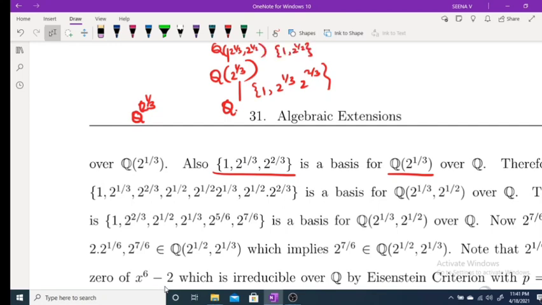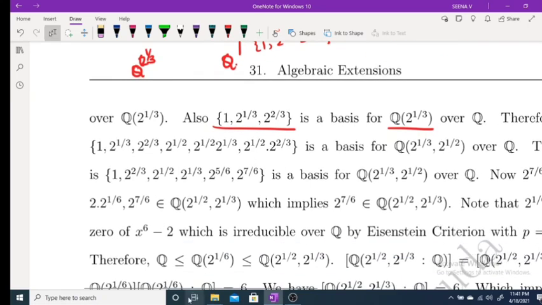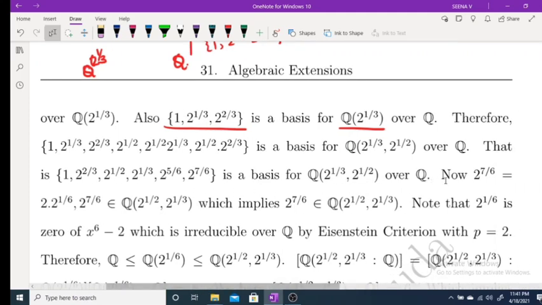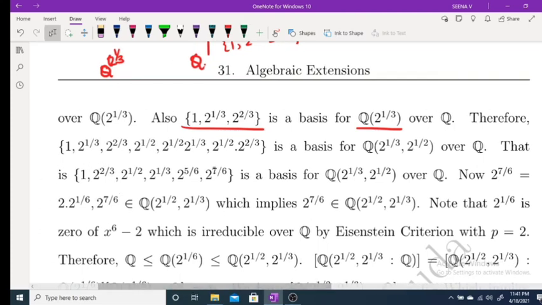So what about the total basis? The basis of Q(2^(1/3), 2^(1/2)) over Q is, multiply each term, we get this one. That is 2^(1/3), 2^(2/3), 2^(1/2), etc. Now this 2^(7/6), you can write as 2 into 2^(1/6). Okay, therefore 2^(7/6) clearly belongs to Q(2^(1/2), 2^(1/3)).